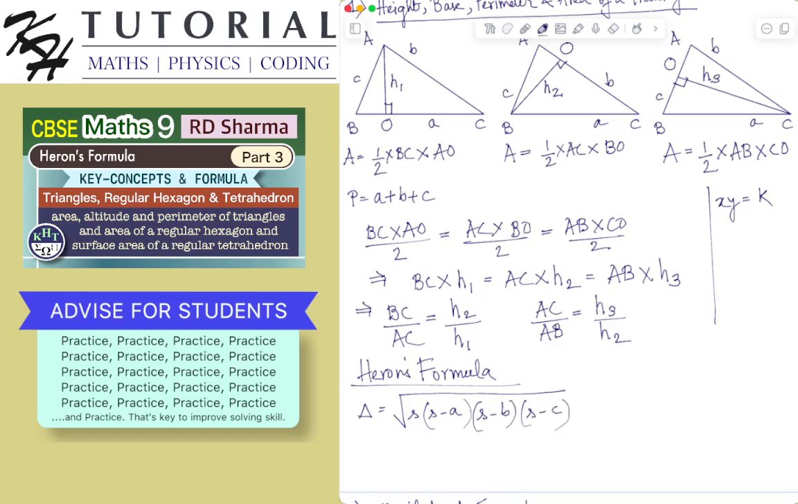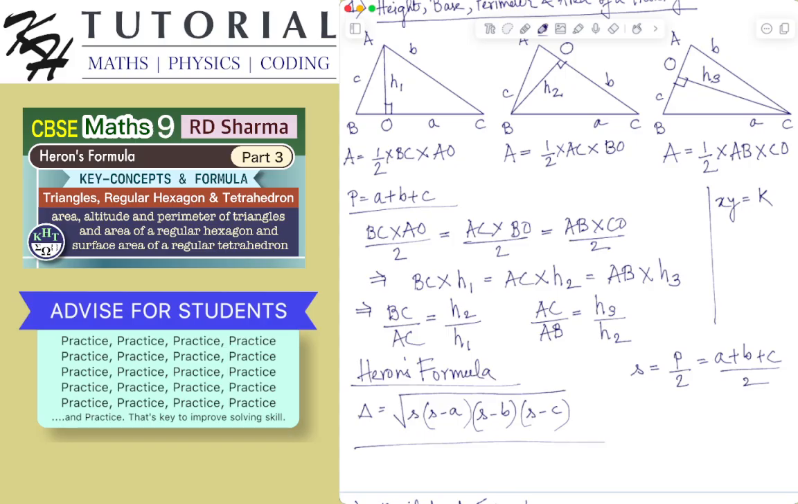Now what is s? s is known as the semi-perimeter of the triangle. Perimeter is a plus b plus c, and the semi-perimeter is half of the perimeter. So small s denotes the semi-perimeter, which is p by 2, which is (a plus b plus c) by 2. From the length of all three sides you can find s, and from s you can find the area of the triangle using this formula. So this is Heron's formula. It is very important and will be heavily used to solve various problems.